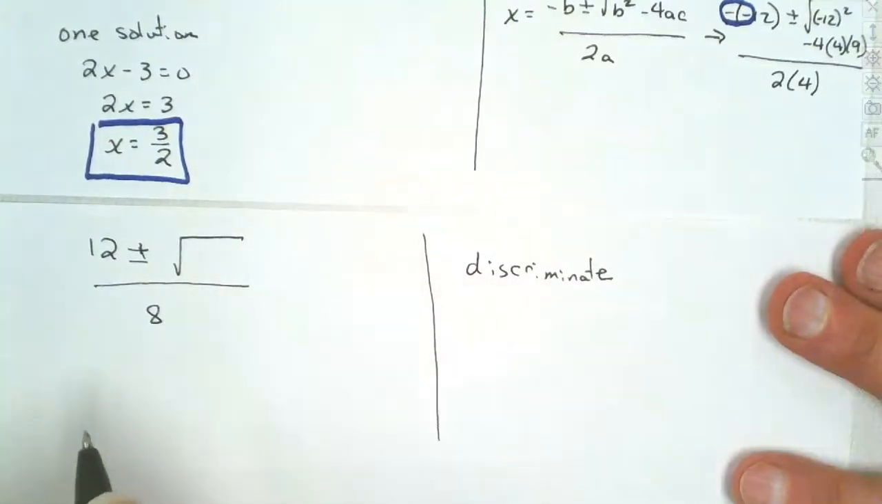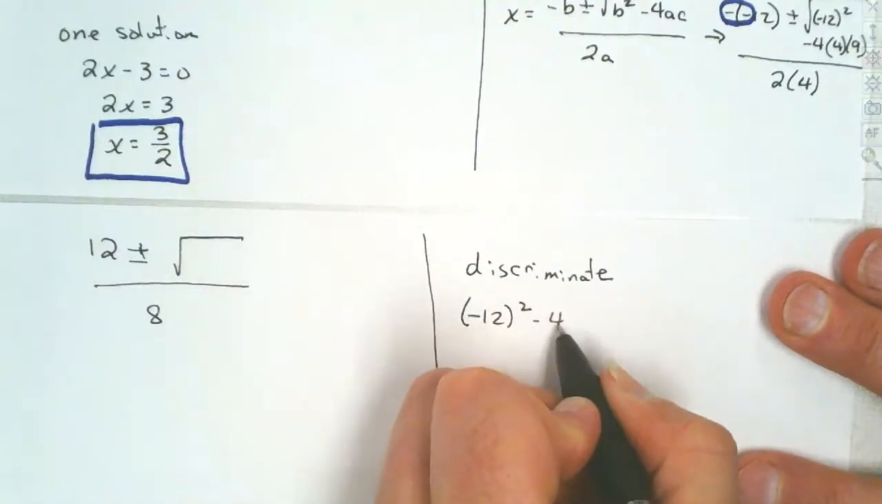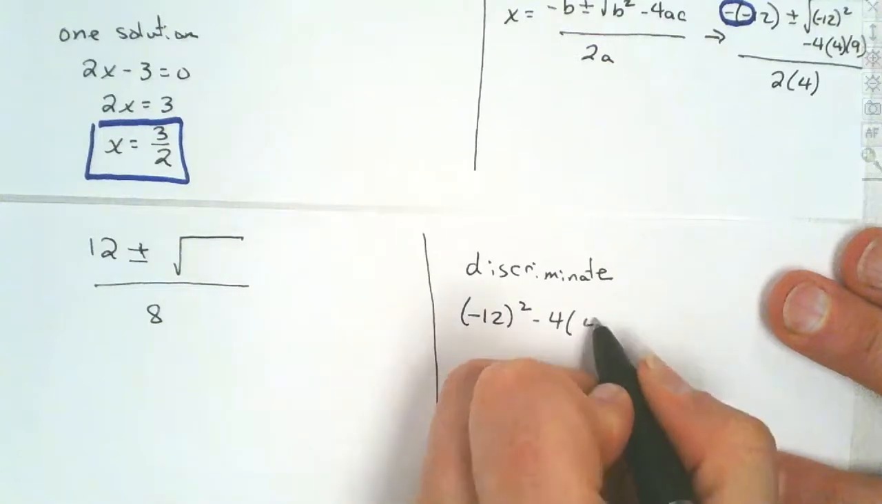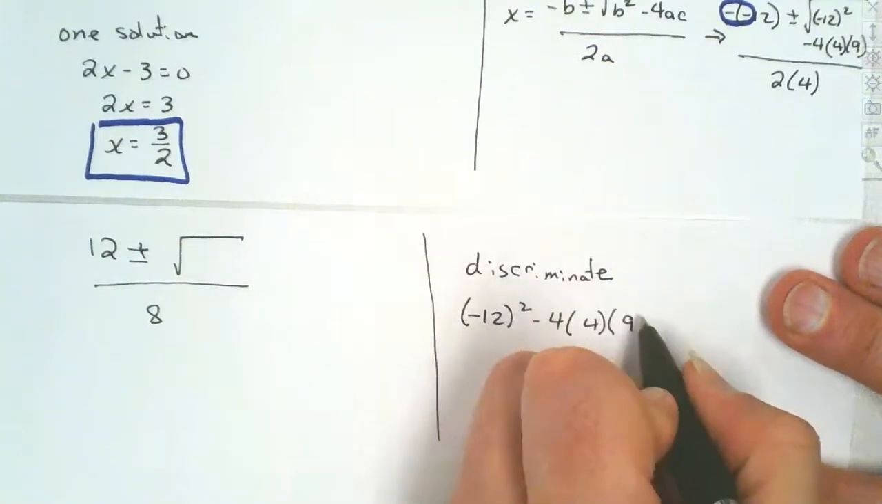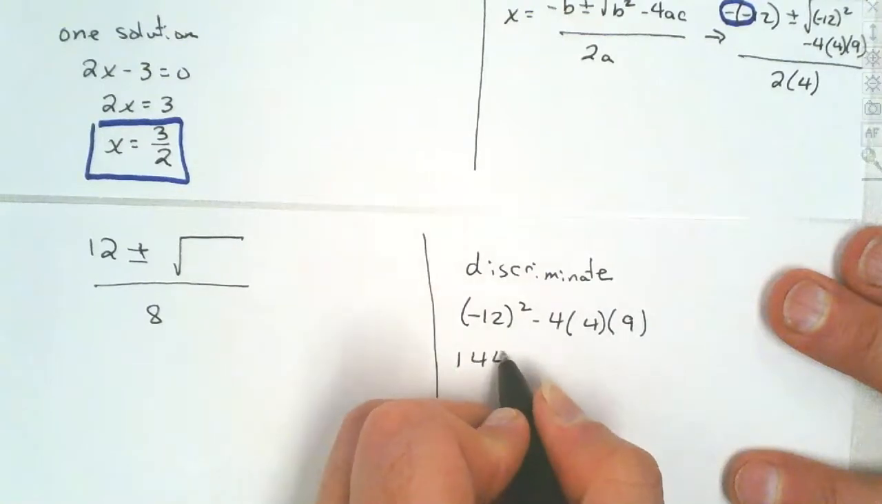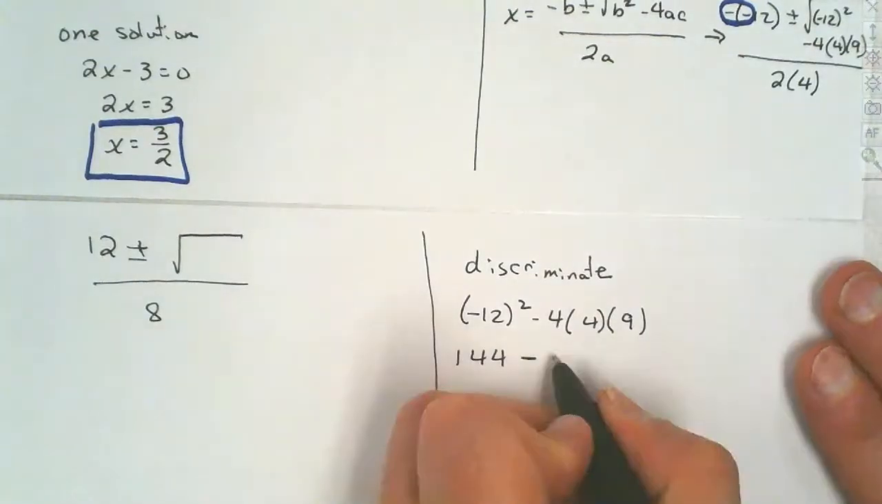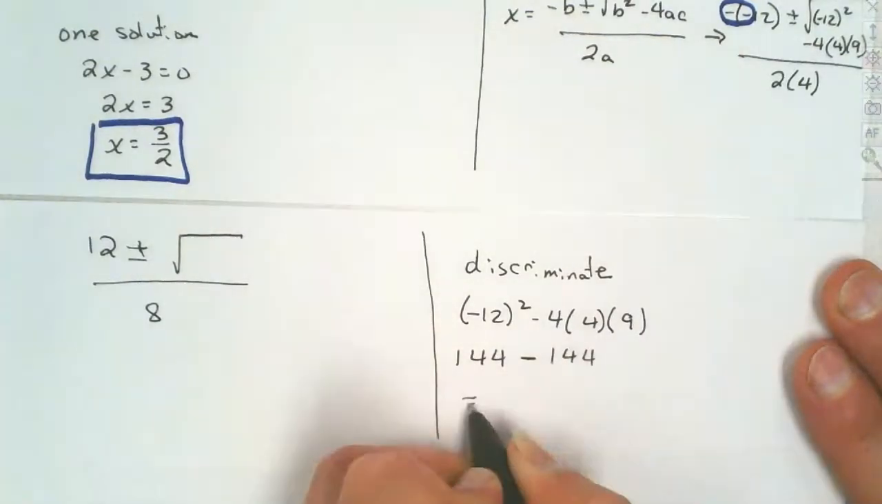Your discriminant is a minus 12 squared minus 4 times 4 times 9. So 12 squared is 144. 1 negative keeps that negative. 4 times 4 is 16. Times 9 makes it 144, and that gives you then a 0.